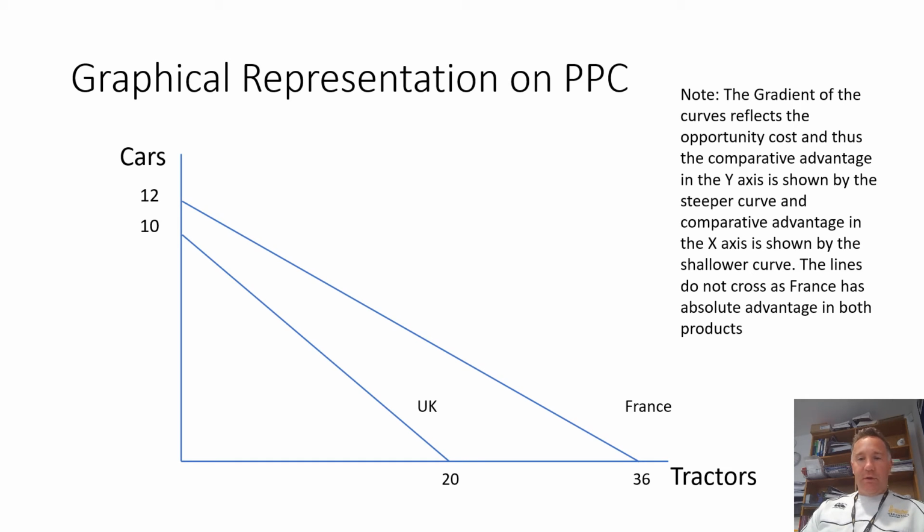If you're puzzled in an exam with the math side of things and can't remember which way to divide across the table, just draw a simple diagram like this, and then remember that the steeper the curve will be the comparative advantage in the y-axis, and the shallower the curve will be comparative advantage in the x-axis.